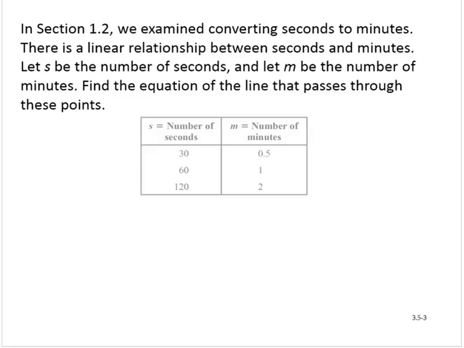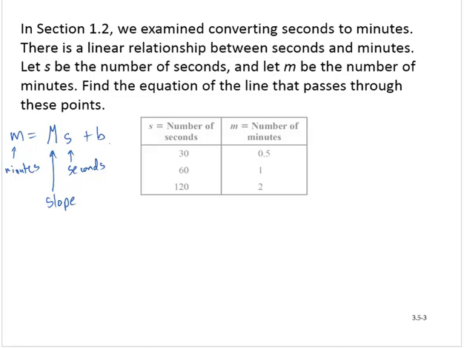So, to find this linear relationship, we want an equation of the form M minutes is equal to, I'm going to use a capital M here for slope, MS plus b. So where this is the number of minutes, this is the seconds, capital M will represent the slope, and b is still the y-intercept.